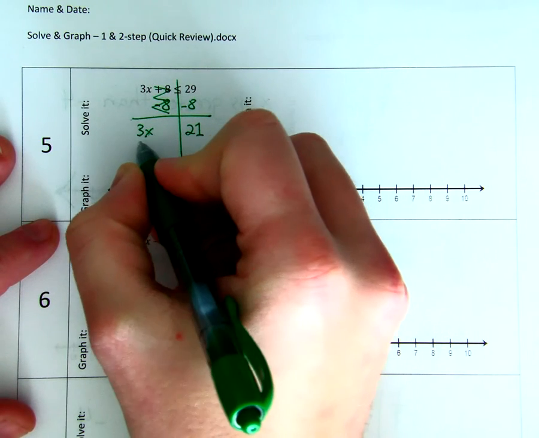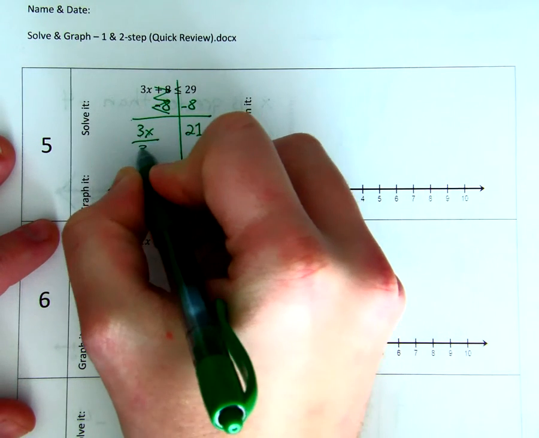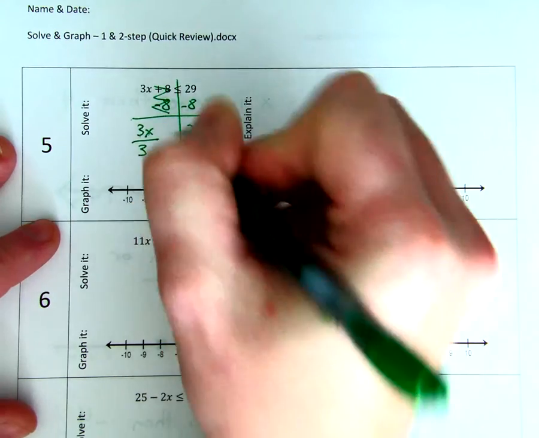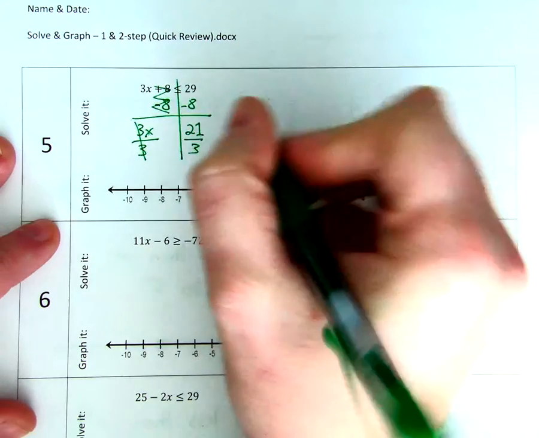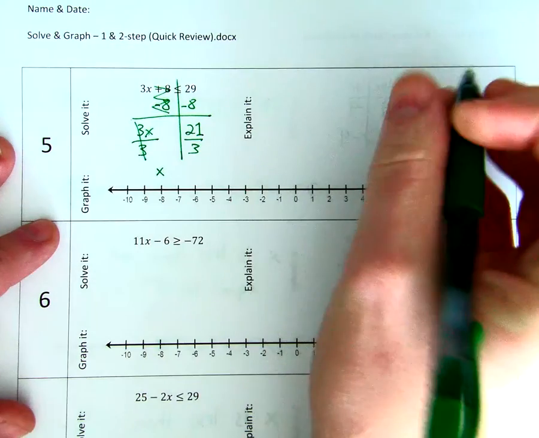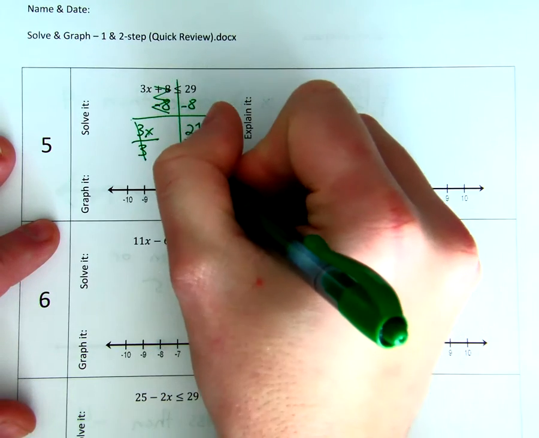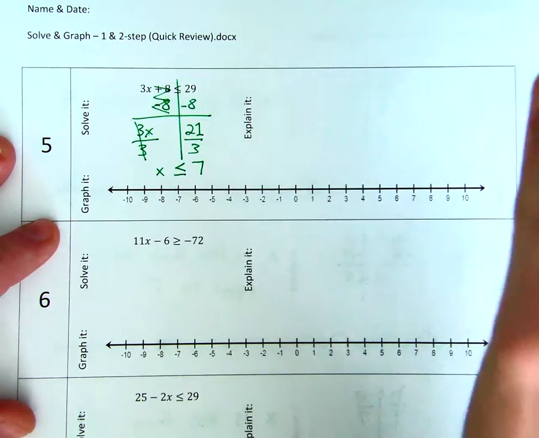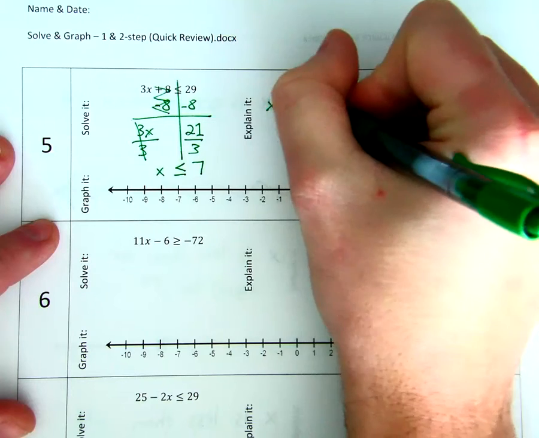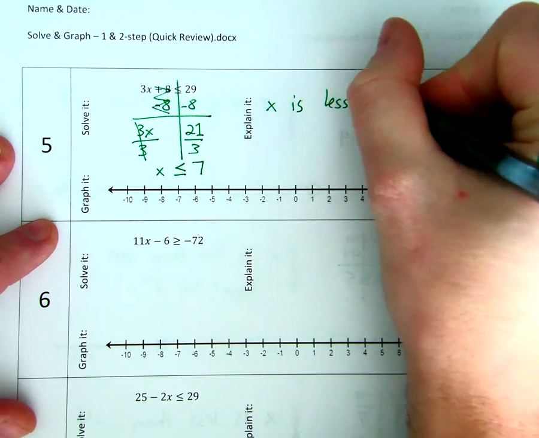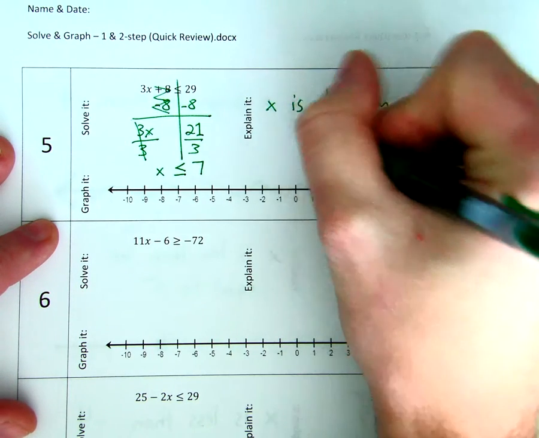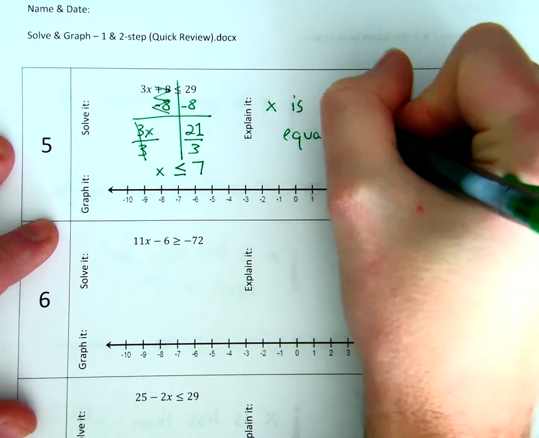Next step, the 3 is connected to the x by multiplication, so we're going to undo that with a divide by 3. Times 3, divide 3 cancel out. All that's remaining on the left side is x. 21 divided by 3 is 7. And we keep the same sign. So our answer, x is less than or equal to 7.